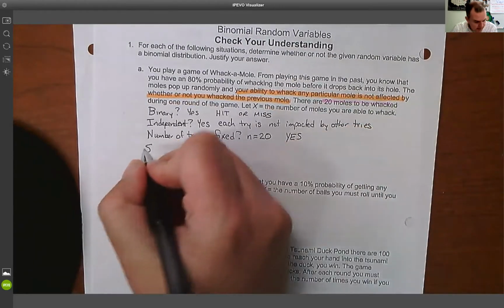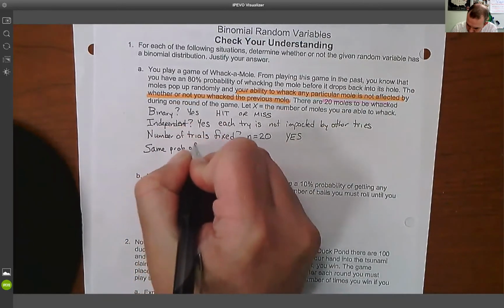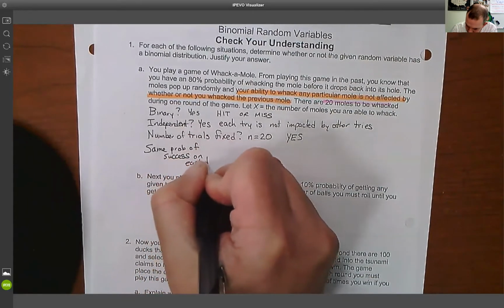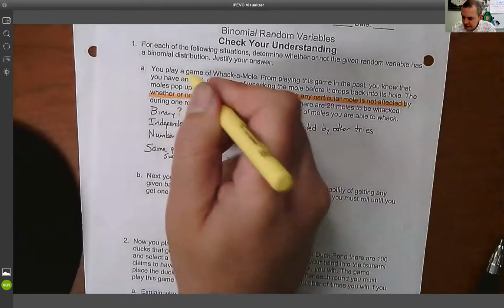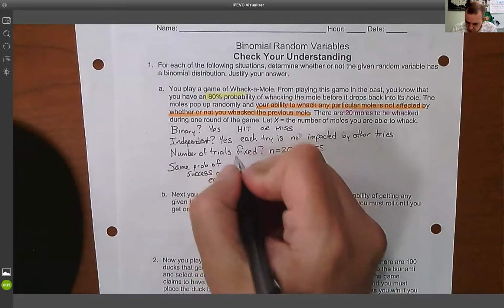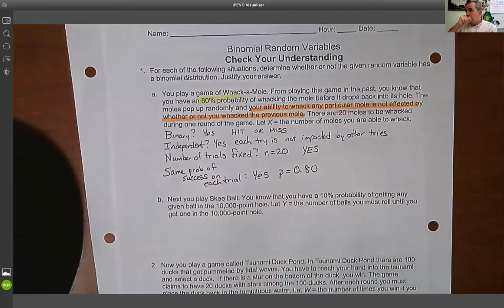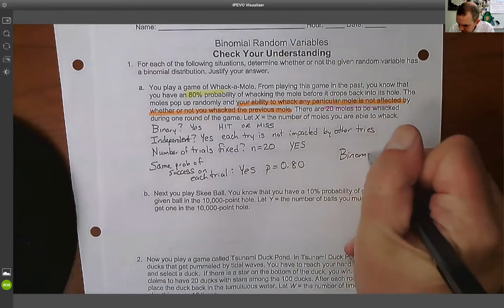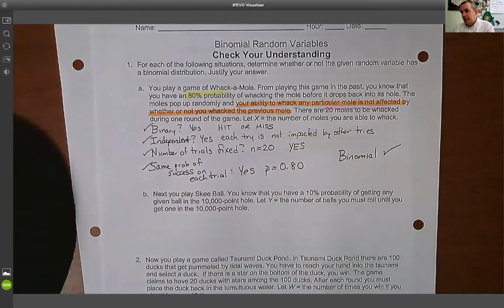And then the last one asks, do I have the same probability of success on each trial? According to this, it says you have an 80% probability of whacking the mole. So in this case, yes, it is true, because the probability is equal to 0.80. So this is a binomial setting. This is a binomial distribution. It's a binomial because we hit all four of the BINS, B-I-N-S.